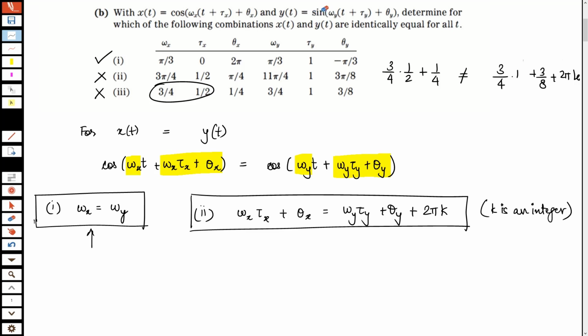If we went and made this sin x, right? If this was sin x, then the only difference that would come into picture is that for these phases to be equal, instead of 2 pi k, you would also have a term of pi by 2, and at the end you could say plus minus pi by 2. Okay? And then you would do the check.